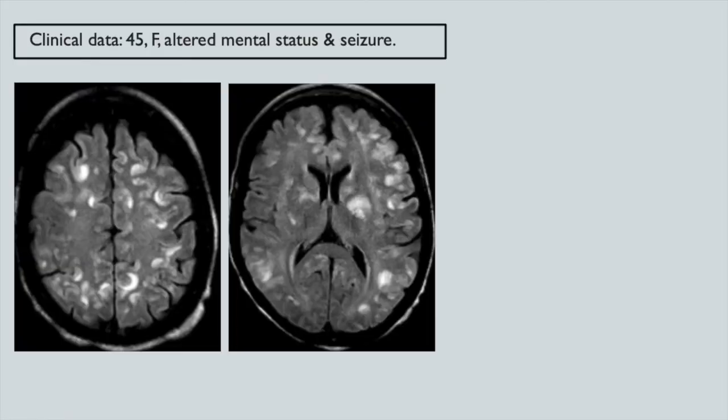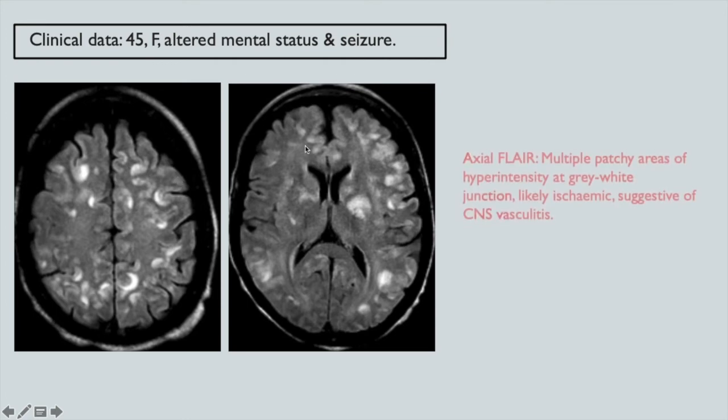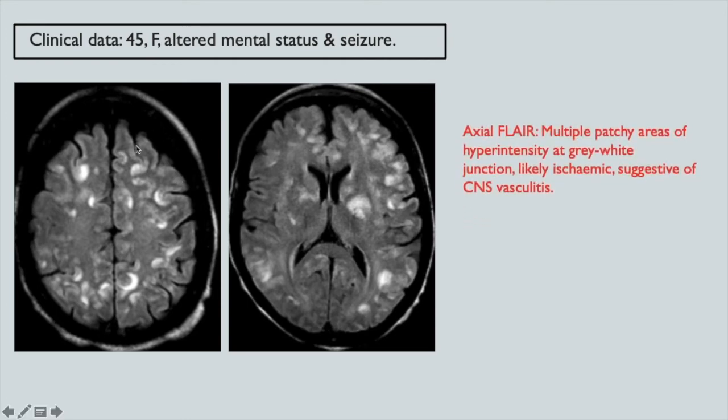Okay, we have another case, a 45-year-old female, altered mental status with seizure. On the MRI images, in this FLAIR sequence, you can see there are multiple patchy areas of hyperintensity involving the gray-white matter junction bilaterally, likely to be ischemic in nature. This is suggestive of CNS vasculitis.